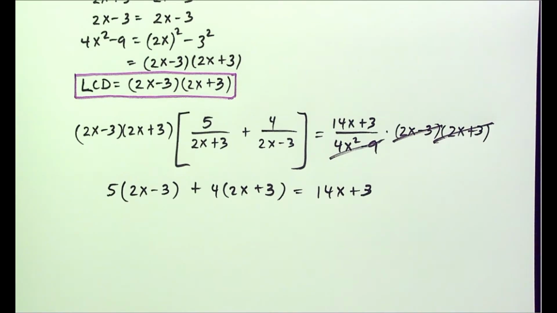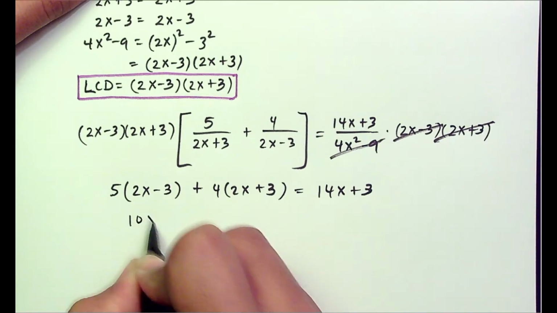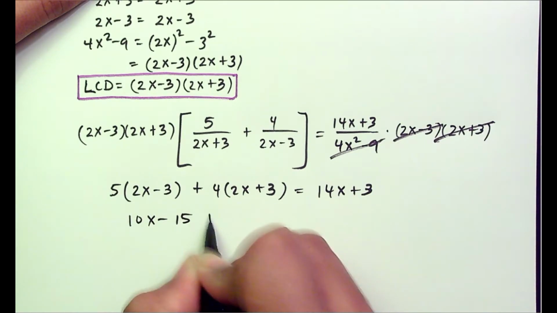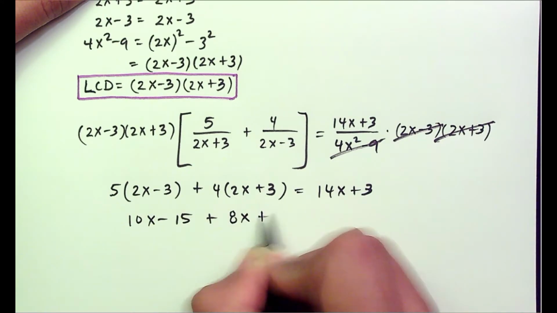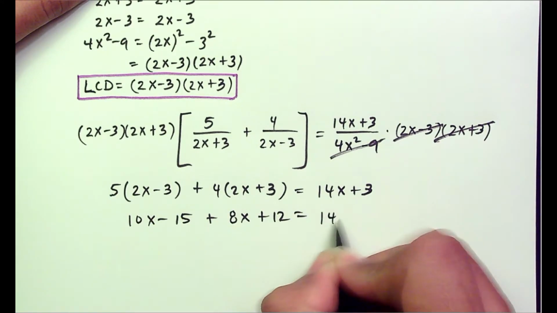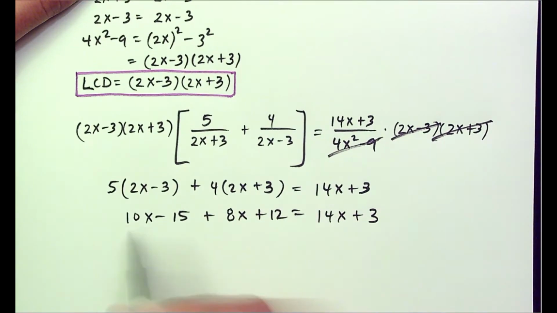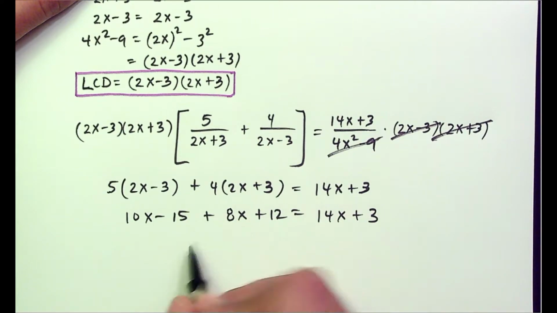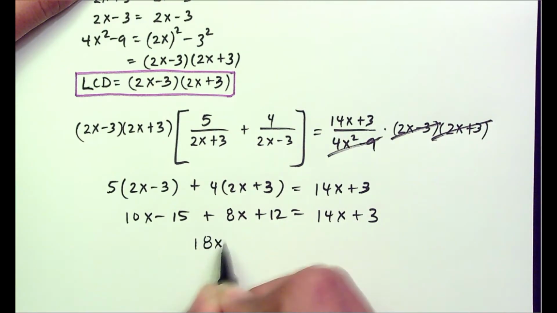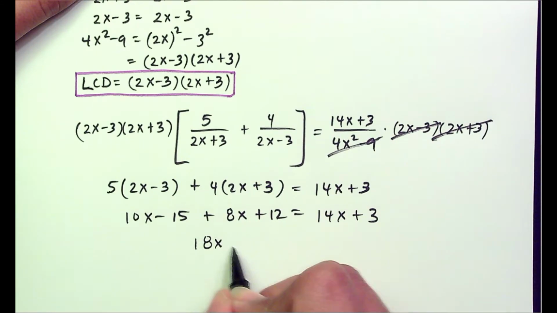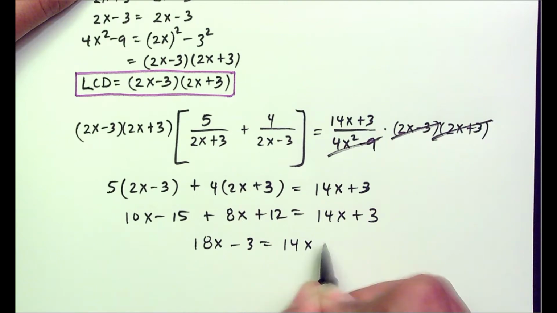All right, now let's continue. Distributing here, this would be 10x minus 15. Distributing here, you would have 8x plus 12. This is 14x plus 3. Combining the x's like terms on the left hand side, we would have 10x plus 8x is 18x. Negative 15 plus 12 is minus 3. Negative 3 equals 14x plus 3.